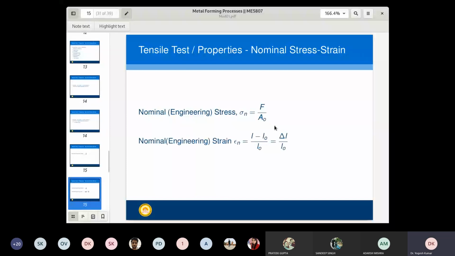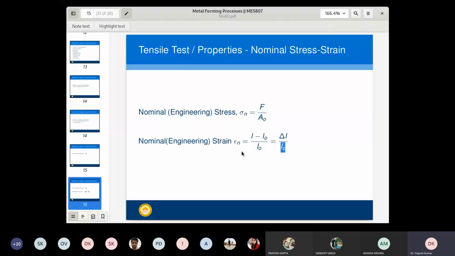And how is the nominal strain calculated? It is defined as change in length upon original length. L is your final length and L0 is the original length, and this difference is divided by the original length. Change in length will be delta L, and when it is divided by L0, this gives you the nominal strain or engineering strain.